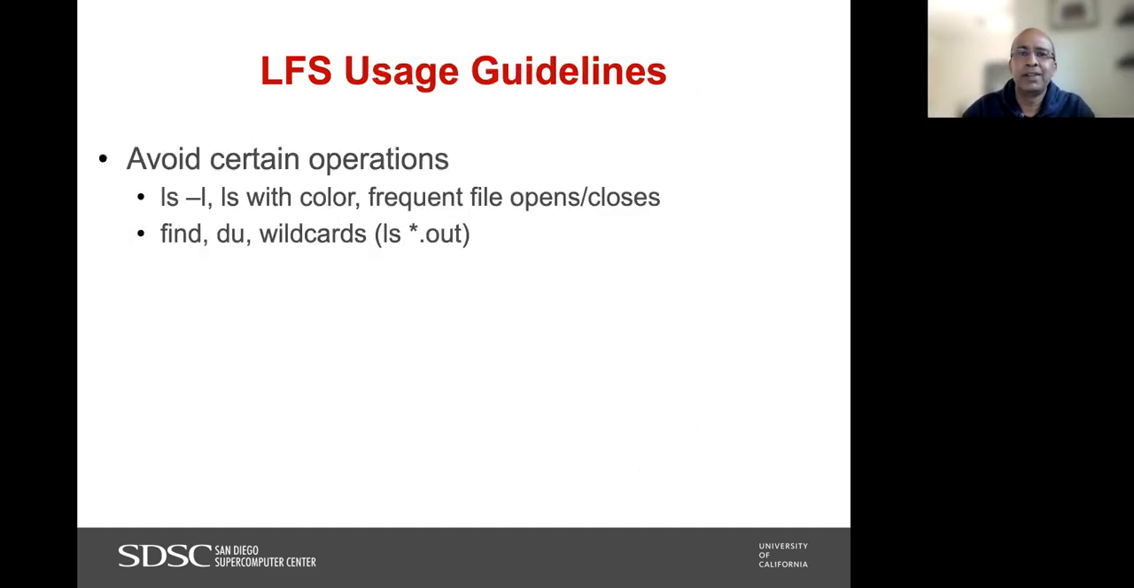These are general guidelines for using the Lustre file system. Please do not use ls -l or with color, wildcard searches like *.out, or recursive searches like grep -r. And why do you think you shouldn't do that? Because all these operations are metadata intensive, so they hit the metadata server. You can say that metadata servers are kind of the Achilles heel for Lustre. If that goes down, then nothing works. So you should be careful of what kind of operations you use.